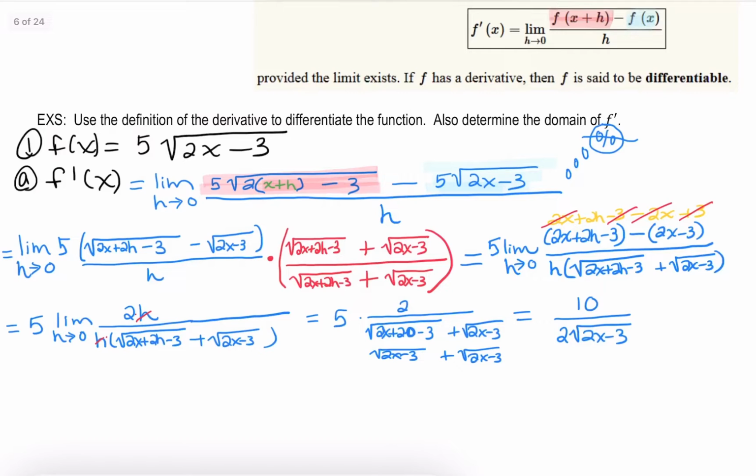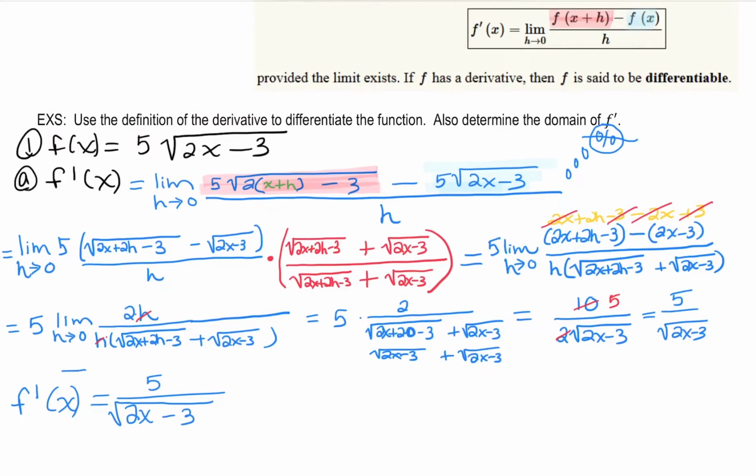And so my last step here, I can actually do that division. 10 divided by 2 gives me 5. And so this is my final answer. I have 5 over the square root of 2x minus 3. Okay, so this is our f prime. This is our derivative for not just a particular c, like in 2.1, but this is our derivative for any x. So any x that I want to sub in, I can find the slope of the tangent line at any point.